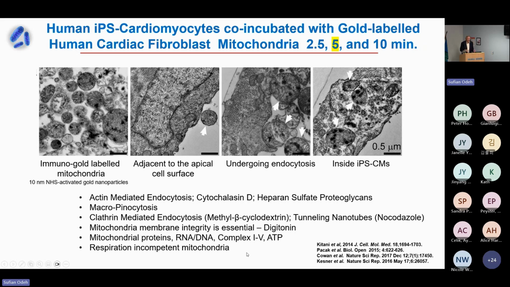If you take RNA, DNA, proteins, they do not go into the cell. So it's not like a bacterial uptake or a viral uptake. You have to have intact mitochondria to go in. The parts themselves will not go in.